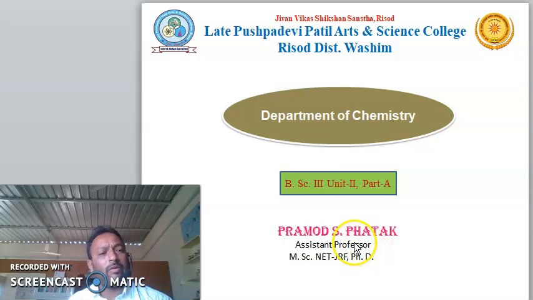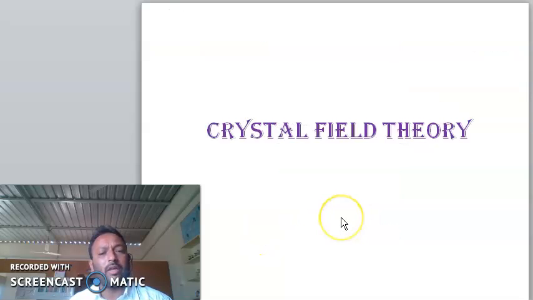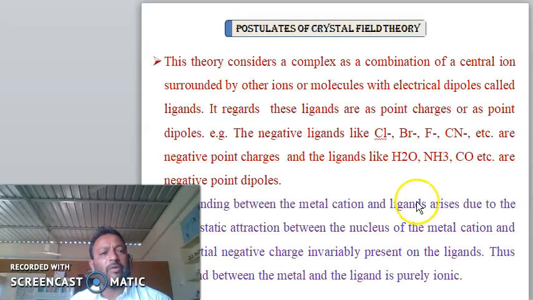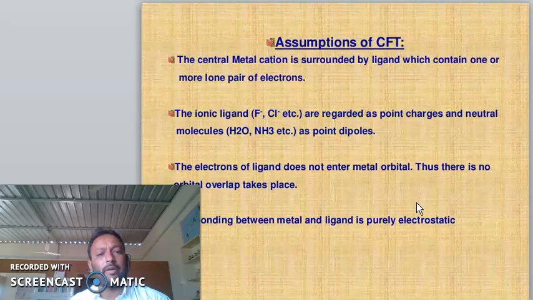We have seen in the last lecture the introduction about crystal field theory. Also we have seen the postulates of crystal field theory. Now here are some assumptions of crystal field theory.